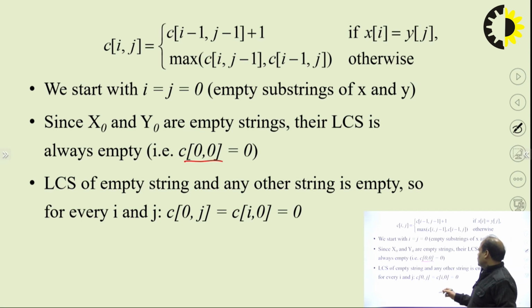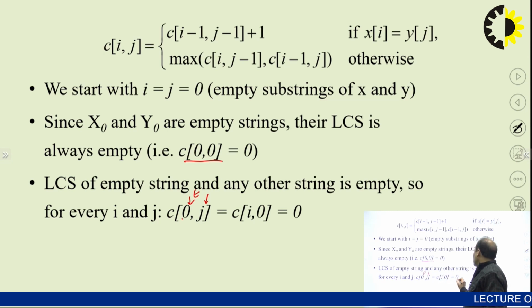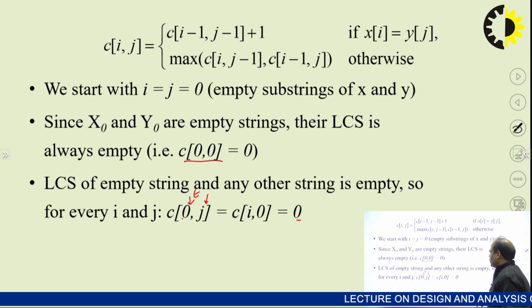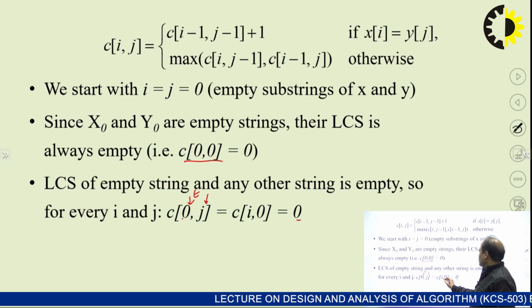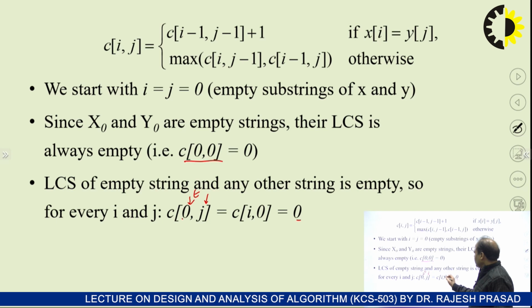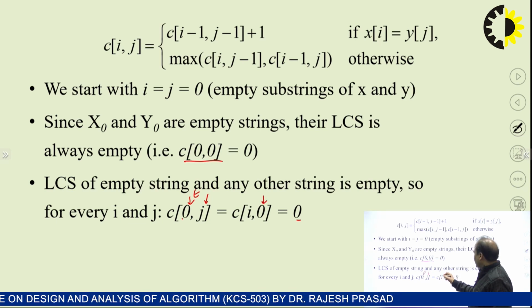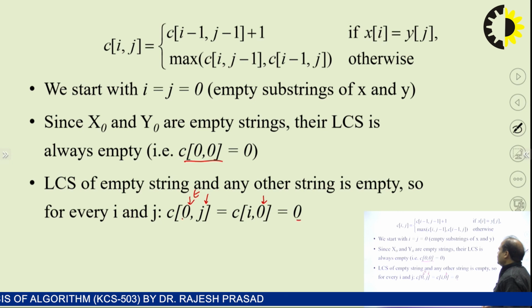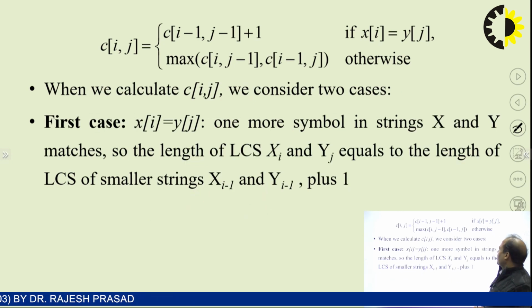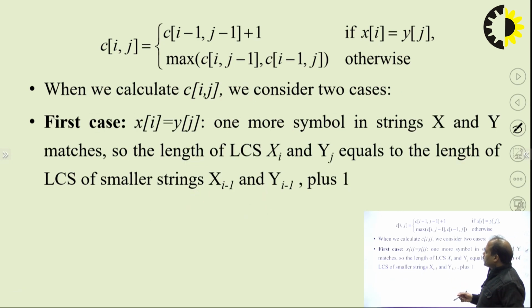And if the first value is 0, that means this is an empty subsequence, and whatever is here we don't care, because if one is empty, the other can be a sequence of any length, and it is always going to be 0, because there is no matching between both. Same thing here: C[i,j], if j is 0, whatever the value of i, it is going to be 0. So we have three cases now.